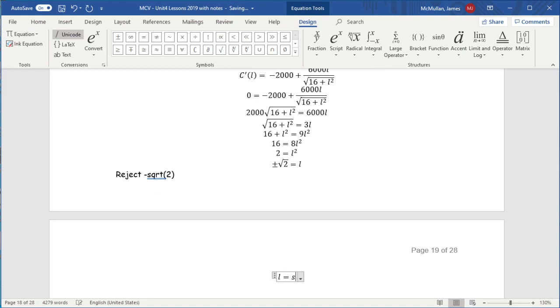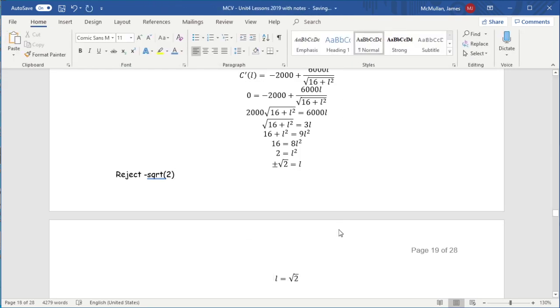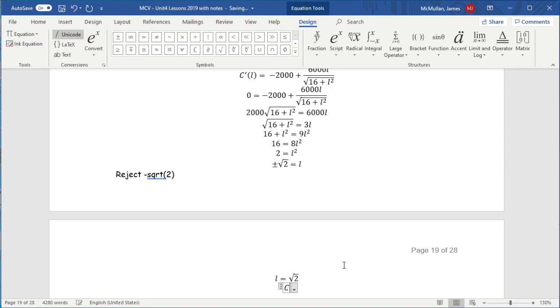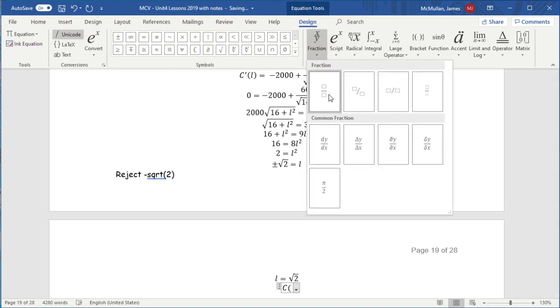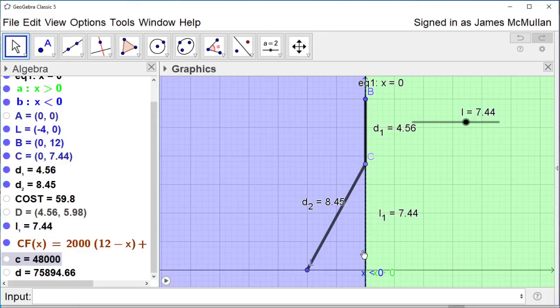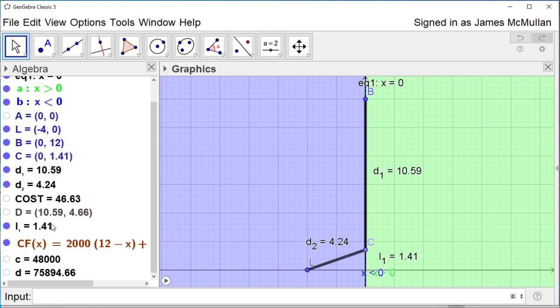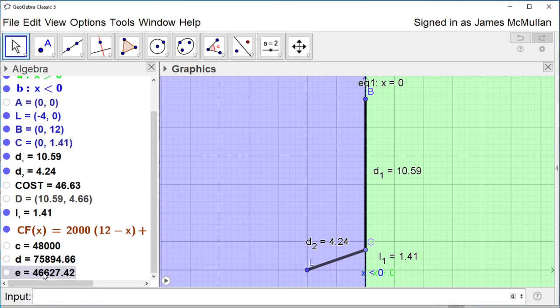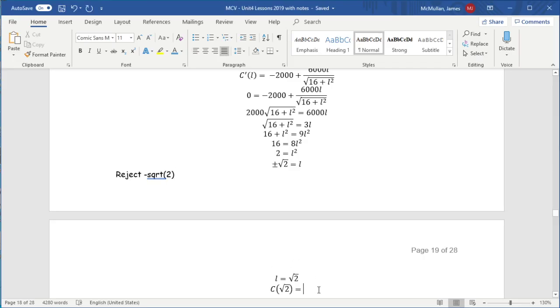So I come to the answer that L is equal to the square root of 2. That is the ideal according to my work here. So I go back to my original cost function and plug in root 2. If I make L equal to square root 2, my cost, CF of square root 2, is 46,627.42. So it's 46,627.